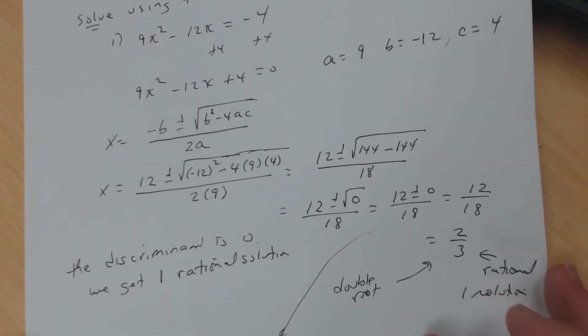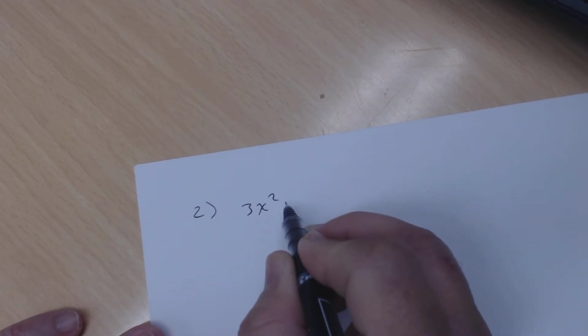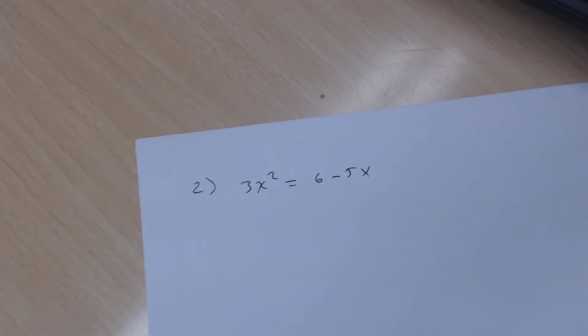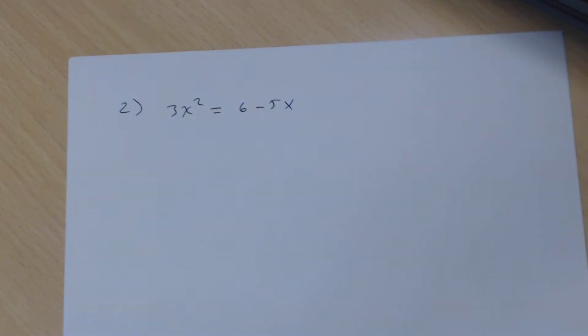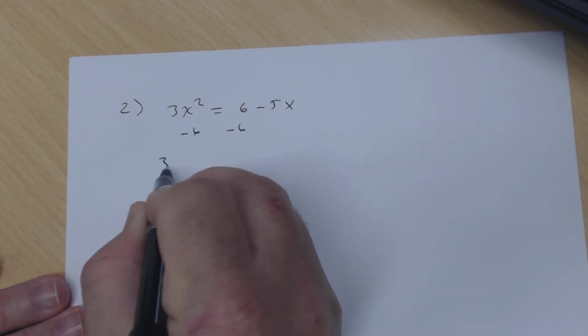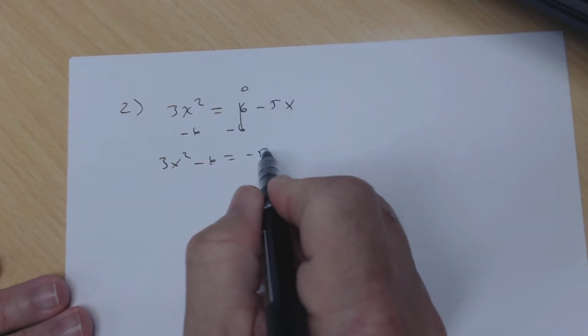Okay, now let's get this next one. Number 2. Suppose I had 3x squared equals 6 minus 5x. So 3x squared equals 6 minus 5x. In this case, again, remember we've got to put it in standard form or general form. So I'm going to subtract 6 from both sides. So I get 3x squared minus 6 equals 0, so I get negative 5x.